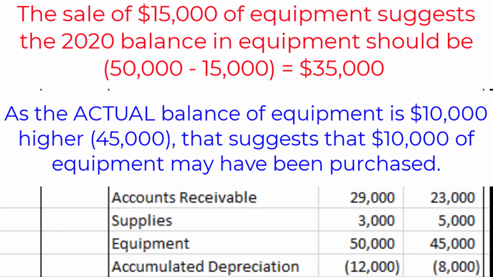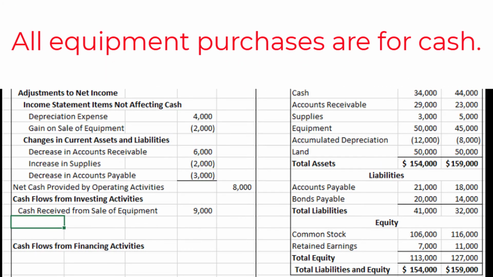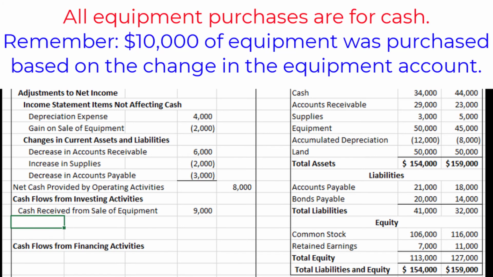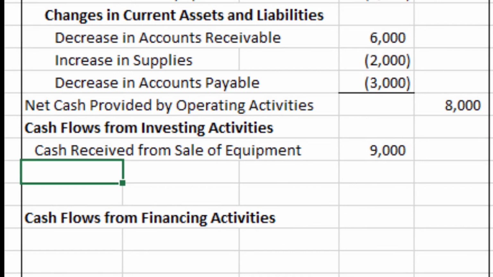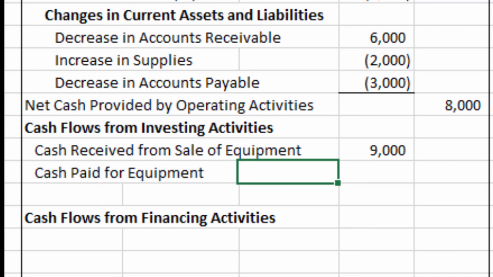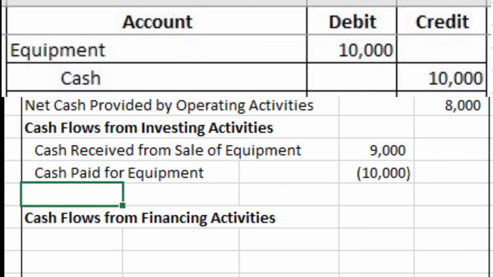So let's bring in our next piece of additional information. It says that all equipment purchases are for cash. Well, we just determined that $10,000 worth of equipment was purchased. That tells us that we had $10,000 paid for that equipment. So our next line on the cash flow from investing activities is going to be cash paid for equipment. And that's going to be for $10,000, so minus $10,000, since that's a payment of cash. And if you are interested, the journal entry for the purchase of equipment is showing on the screen now. It would just be a debit to equipment for $10,000 and a credit to cash for $10,000.